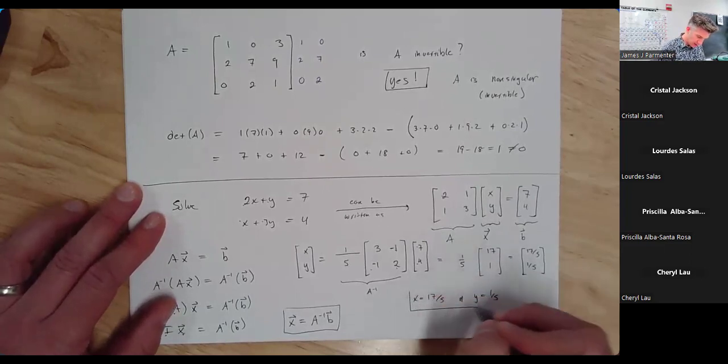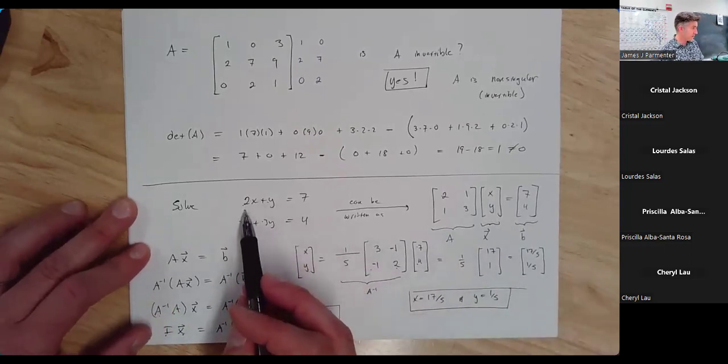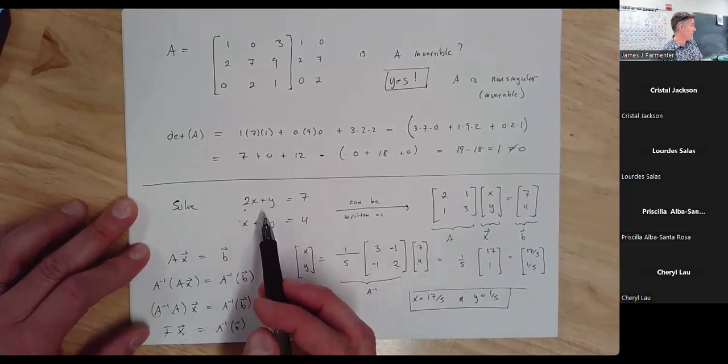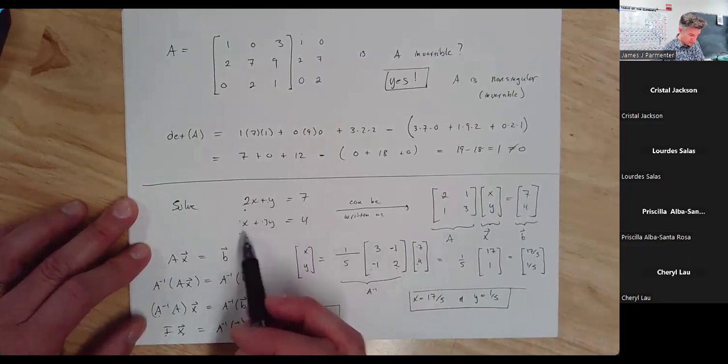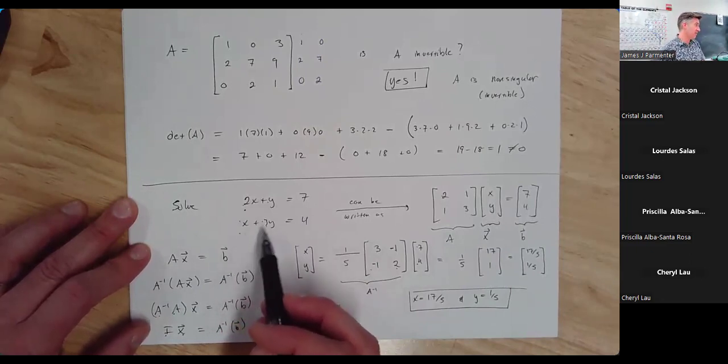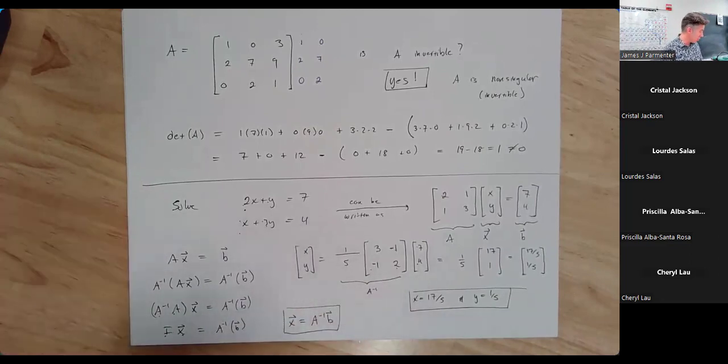And if you plug those values back into your original equations, it really does work. 2 times 17/5 plus 1/5 is 34/5 plus 1/5, which is 35/5, which is 7. Check. And 17/5 plus 3 times 1/5 is 17/5 plus 3/5, which is 20/5, which is 4. Check. So this really does work.